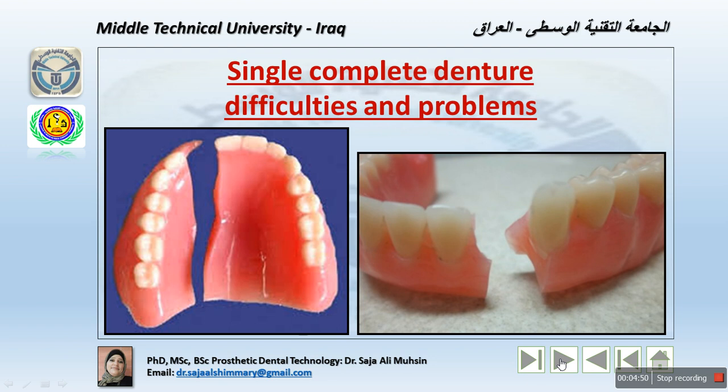Generally, single complete denture may be opposed by one of the following: either natural teeth, or fixed restorations, or removable partial denture, or existing complete denture. So, according to such a situation, we have many steps or problems to overcome during construction of the complete denture.